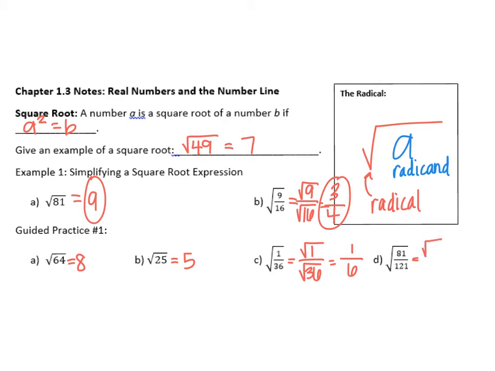Same thing for D. It's going to be the square root of 81 over the square root of 121. The square root of 81 is 9. We've already gone over that. And the square root of 121, while it may not just immediately come to you, 11 times 11 is 121. So the square root of 121 is 11.